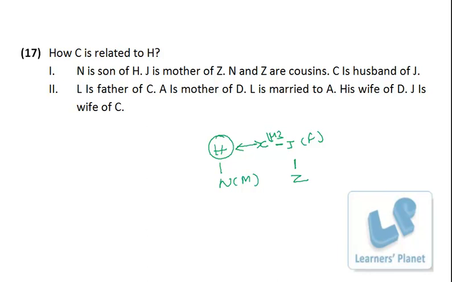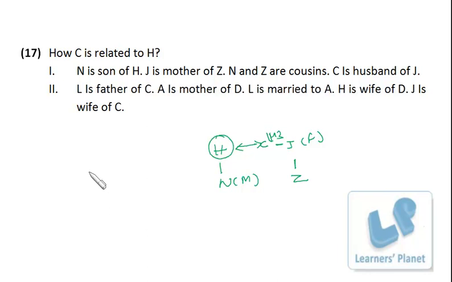Let's check statement 2. L is father of C, so L is definitely male. We don't know the gender of C. A is mother of D. L is married to A, so A must be female, and A is mother of D. So A and L are husband and wife, and D and C are siblings. We don't know the gender of any of them. L is married to A, that's done. L is father of C, that's done. A is mother of D, that's done.